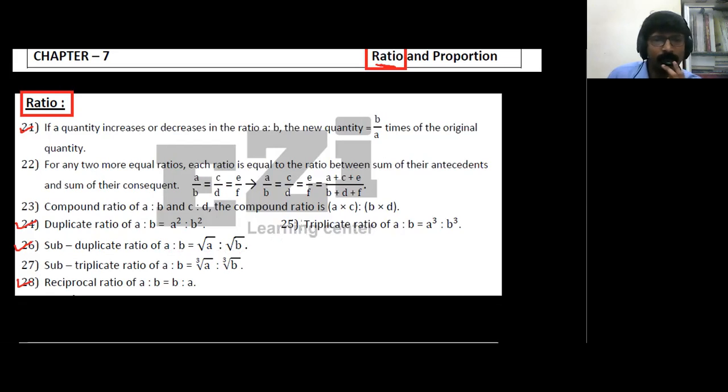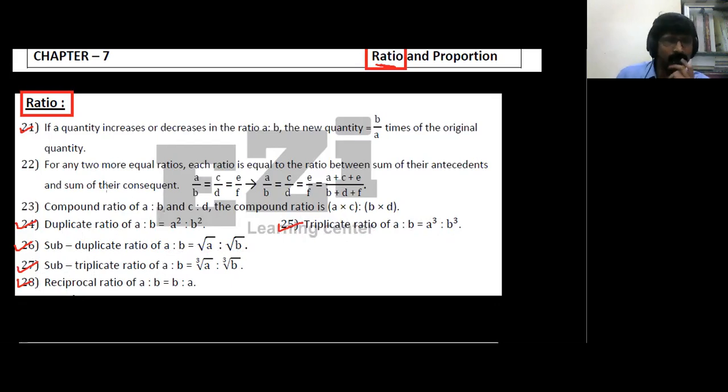Then there is triplicate. What do you mean by triplicate ratio? A will get multiplied by itself 3 times, so it will become A cube, and B will get multiplied by itself 3 times, so it will become B cube. So that's a triplicate ratio. What is subtriplicate ratio, guys? For subtriplicate, we will take the cube root on both the sides. A is to B will become cube root of A is to cube root of B. I hope you got these 24, 25, 26, 27, 28, isn't it?